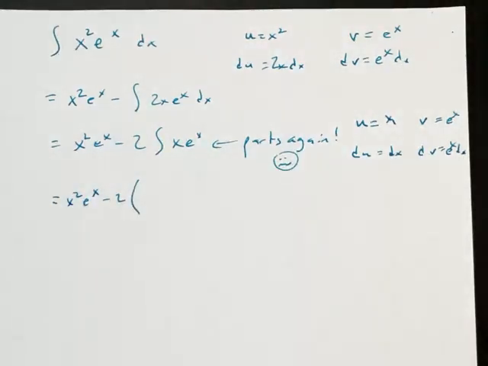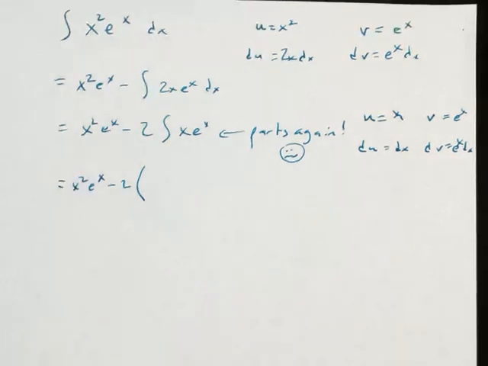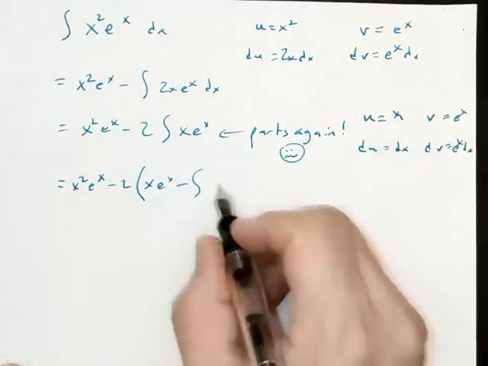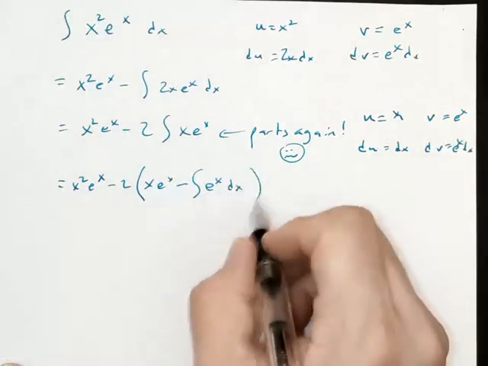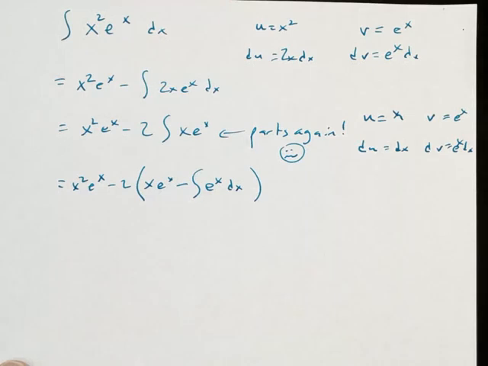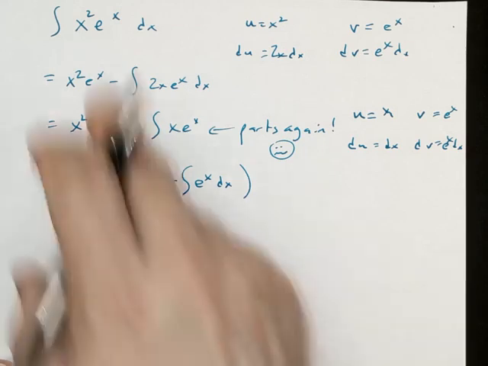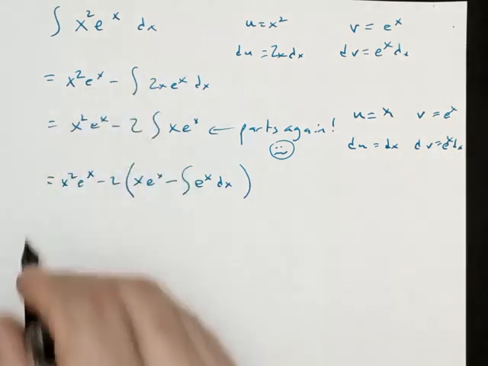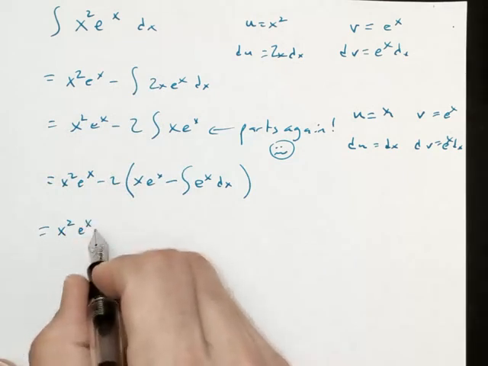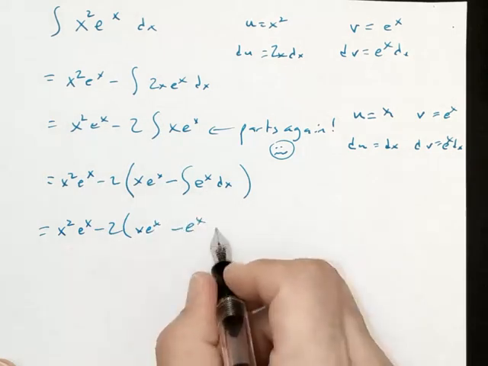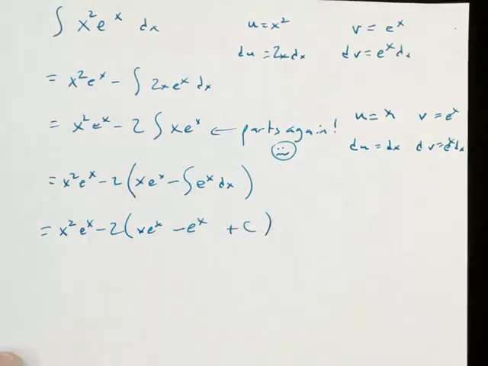But now the uv minus the integral of v du is all multiplied by that 2 that's out front. uv minus the integral v du. Yeah, got to keep all the pieces. So now I have x squared e to the x minus 2 quantity, x e to the x minus e to the x plus c.